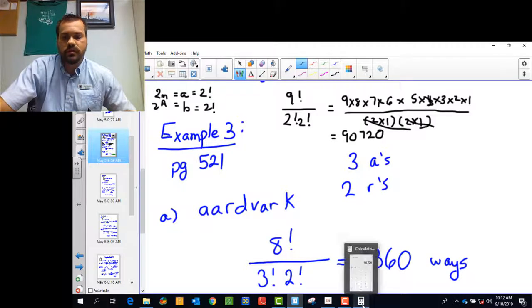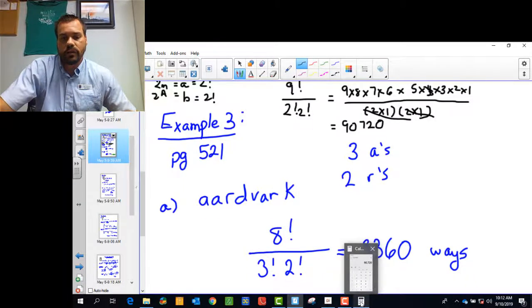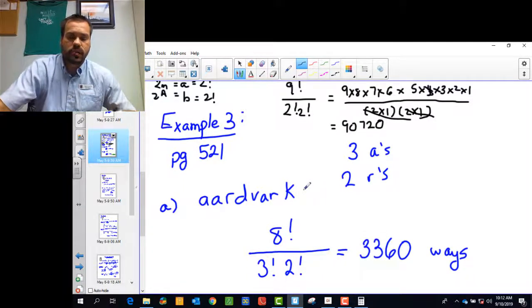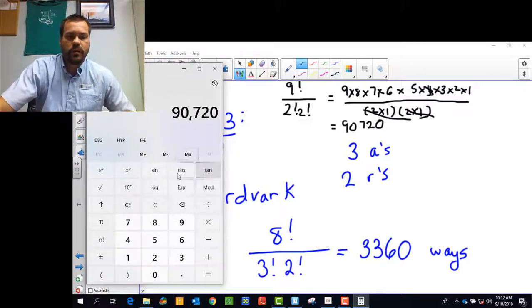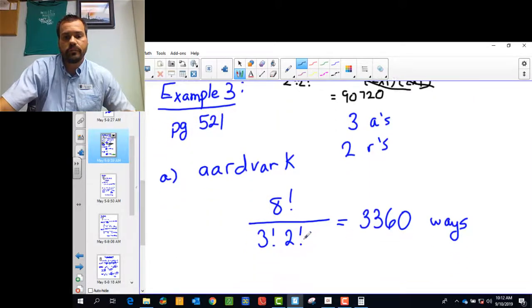What I'm going to suggest to you is the easiest way to do that instead of writing it all out, which you should be able to do because you should understand how factorials work. But the easiest way is just go on your calculator, say 8 factorial, and then divide that by 3 factorial, and then divide it by 2 factorial. Okay, and we end up with 3,360 ways to do that.